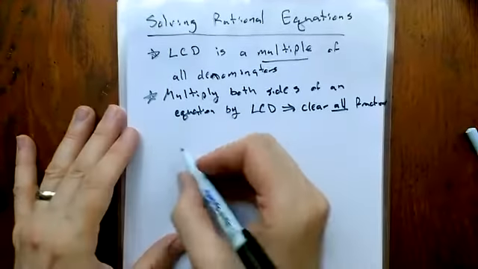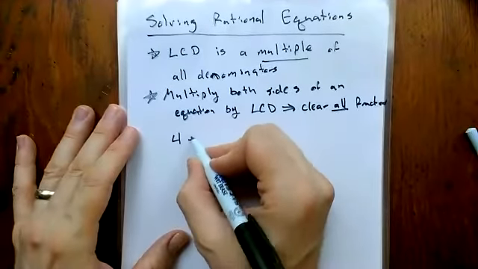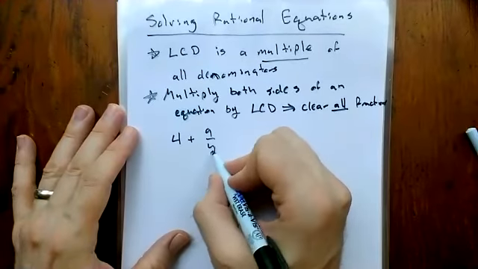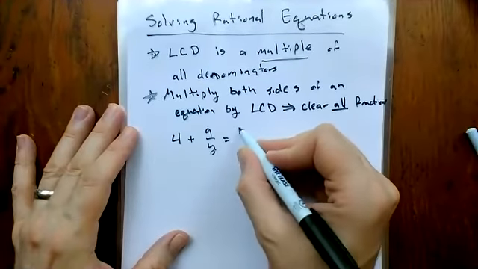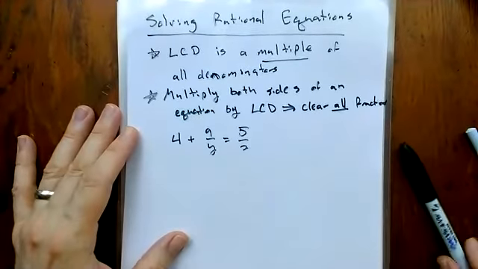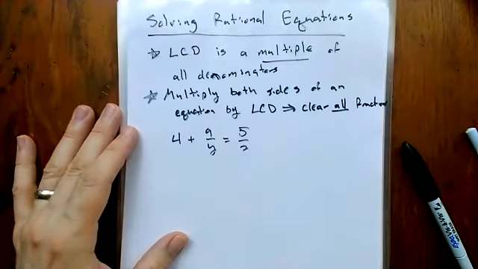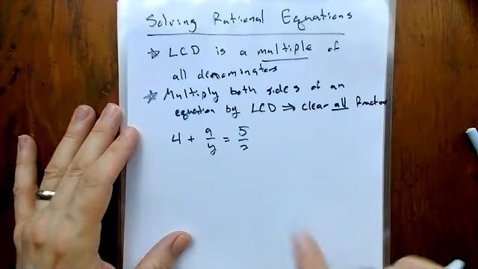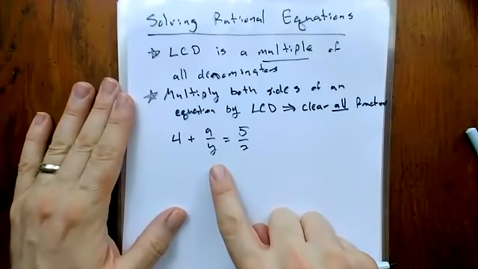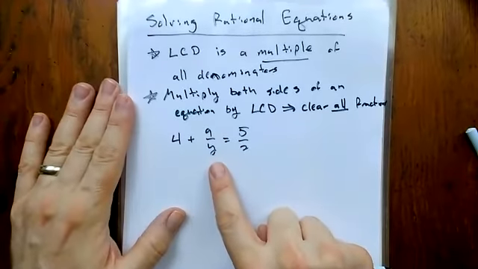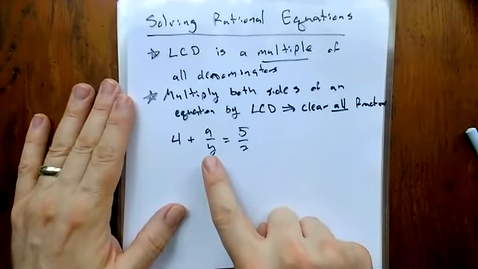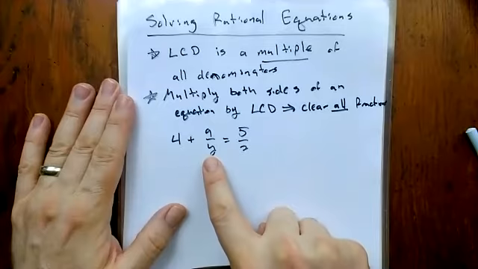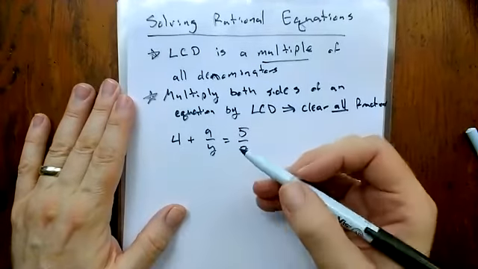So let's take an example. Let's say we've got 4 plus 9 over y is equal to 5 over 2. Now, one thing that I'm going to point out with this is, I'm going to ask you to sort of put a pin in this for a second. Think about what value y could not equal. Y cannot equal 0 here because I can never have 0 in a denominator.